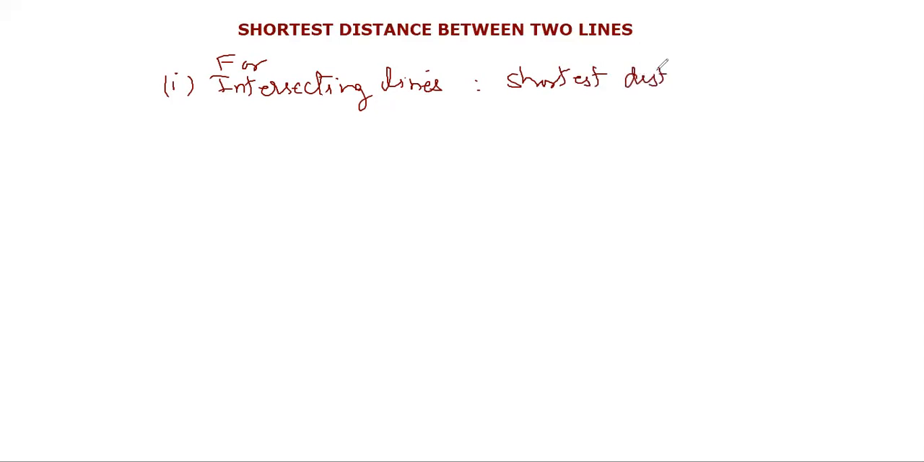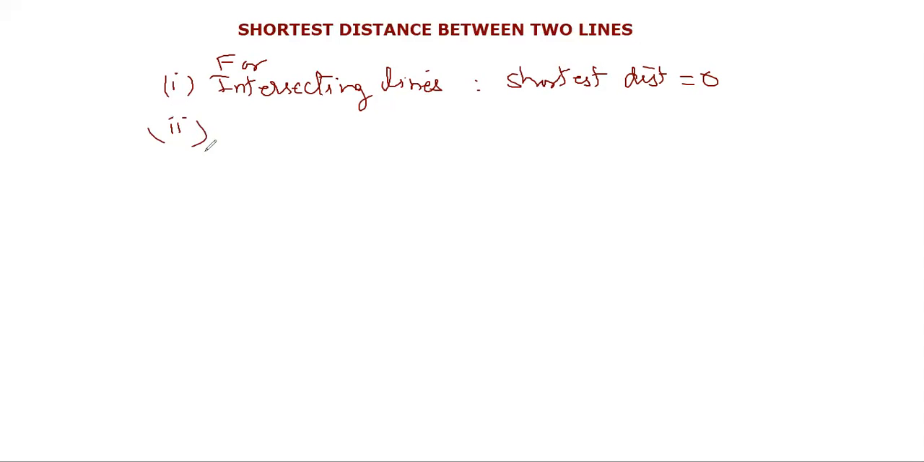Shortest distance between two lines. As we have seen, two lines are intersecting lines. If the lines are intersecting lines, what will be the shortest distance? For intersecting lines, the shortest distance between them is 0 because they are intersecting.